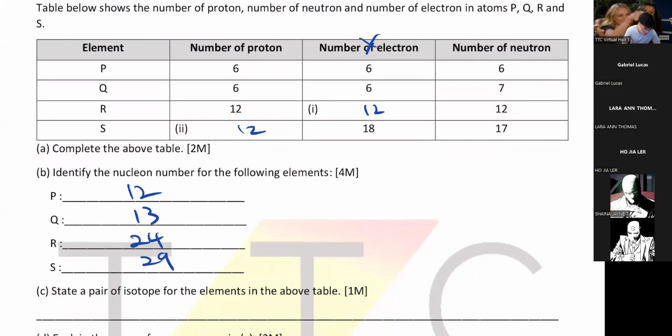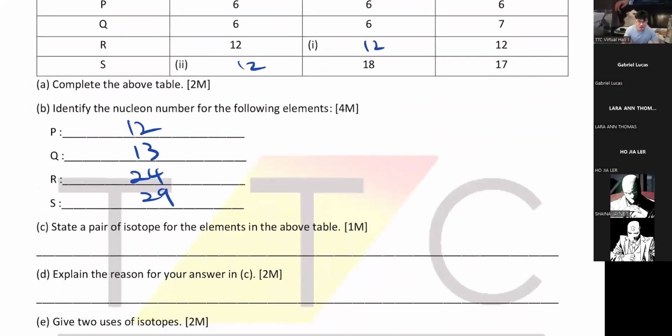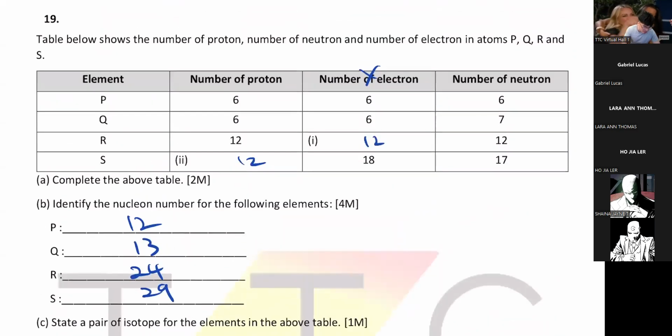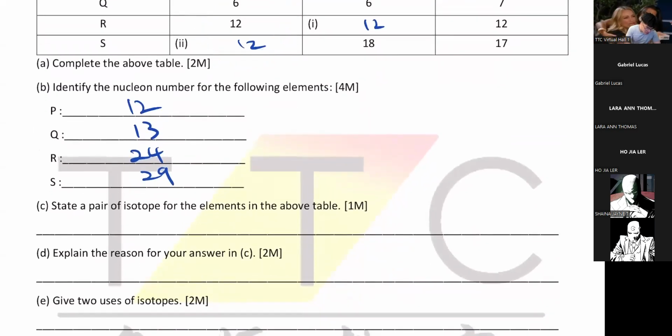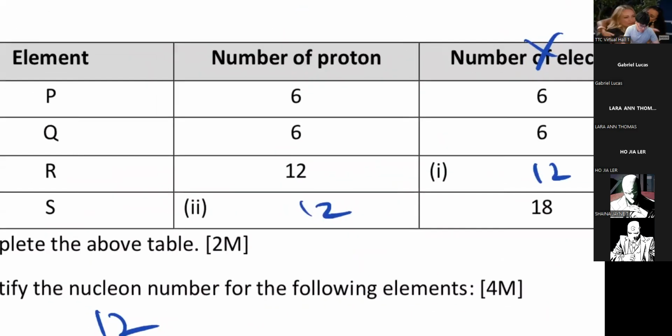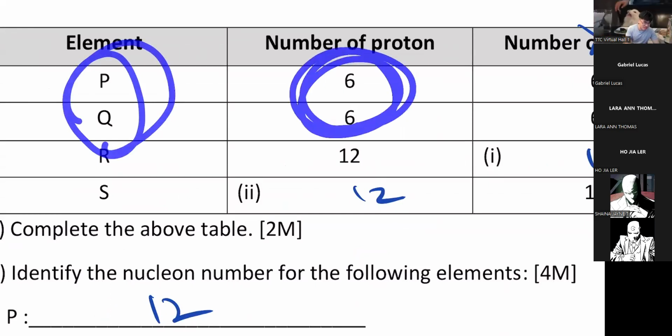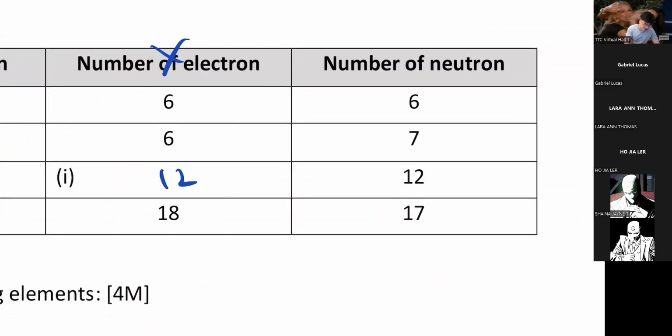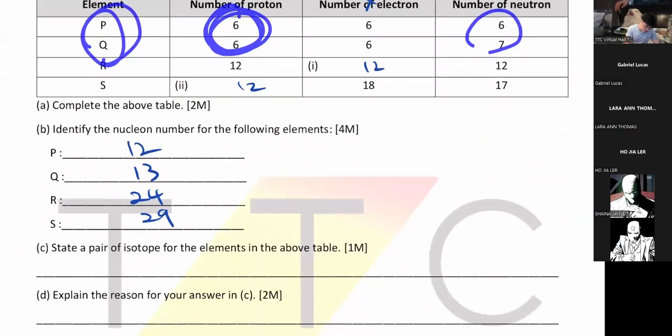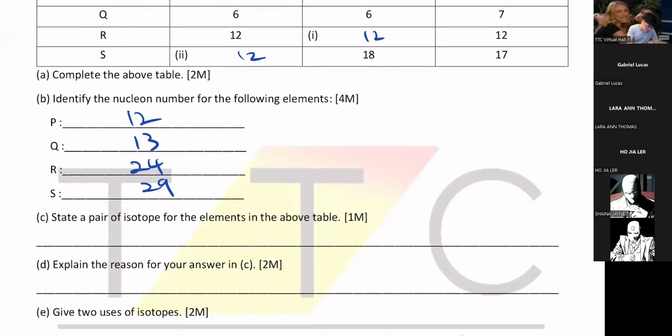All right, so you see, C is their favorite question. They love asking this in exam. They will give you any PQRS element. They will give you the number of proton. So they will ask you, state a pair of isotopes. So who amongst here are isotopes? Then you have to look at who here is the same. All right, so that would be P and Q, right? Because they're the same proton number, different neutron number. I mentioned this already. So that would be your P and Q.